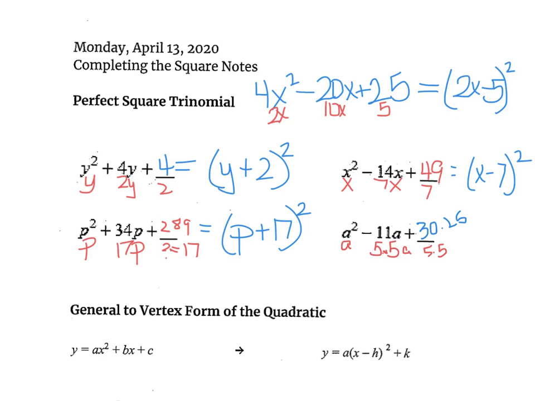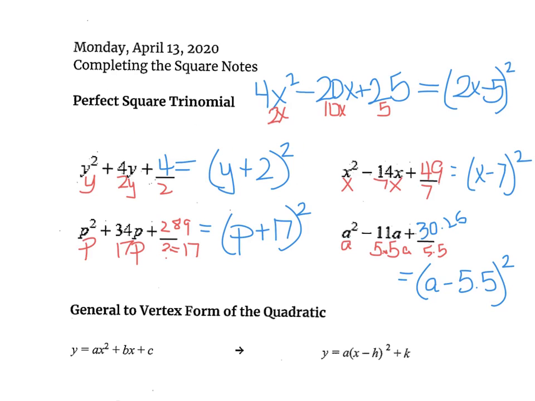How does it factor? You go a, sign in the middle, 5.5. A minus 5.5 squared. And that part's done. So that explains what a perfect square trinomial is and also how they factor.